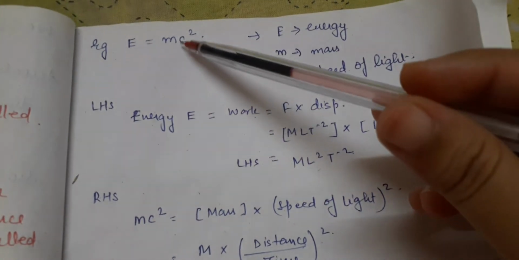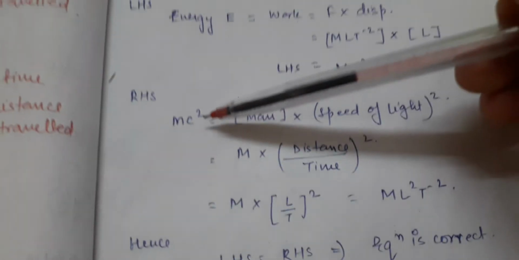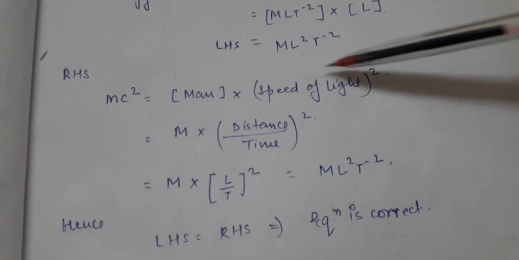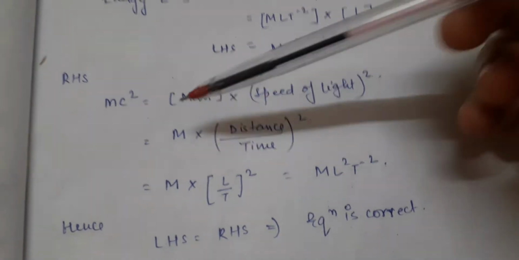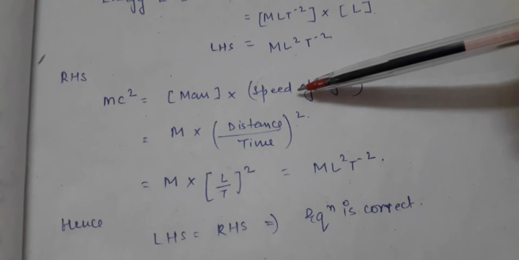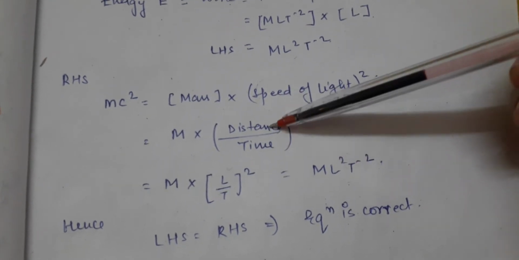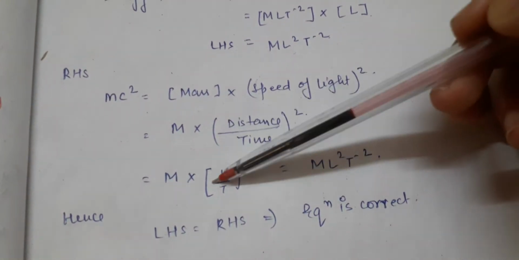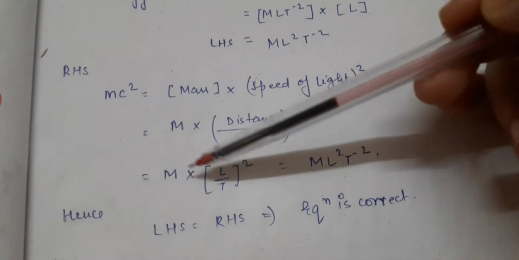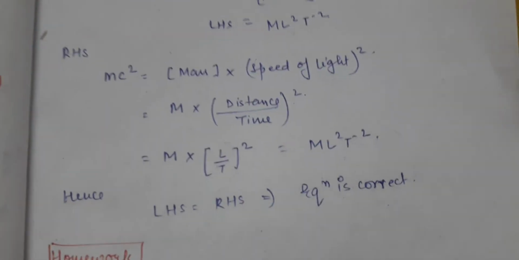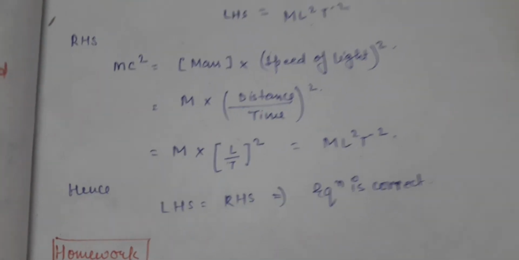Now we take the RHS side. What is mc square? M denotes the mass and C denotes the speed of light, whole square. In place of mass I write M. In place of speed I write the formula, distance upon time, whole squared. In notation form, M into L upon T whole square. Altogether it becomes M L2 T minus 2. Hence LHS is equal to RHS, and the equation is correct.